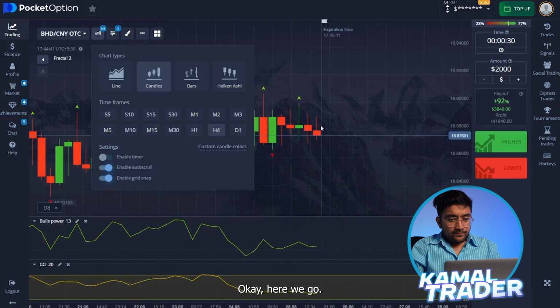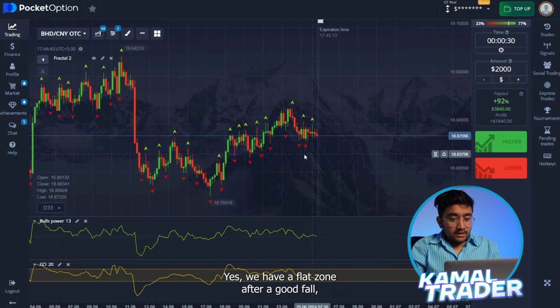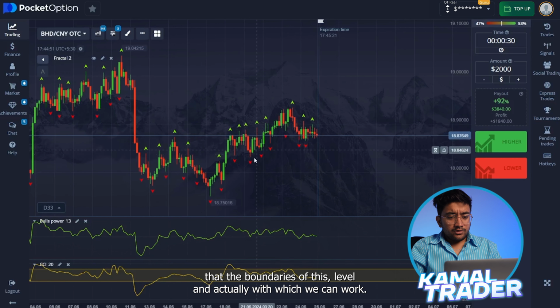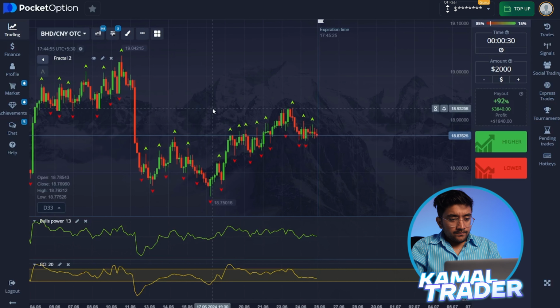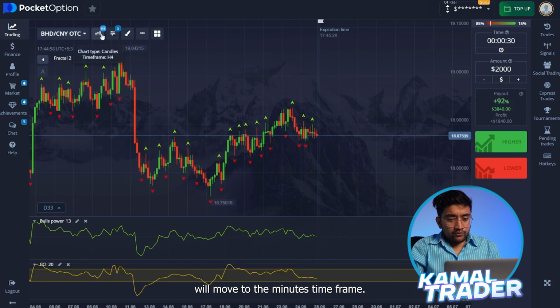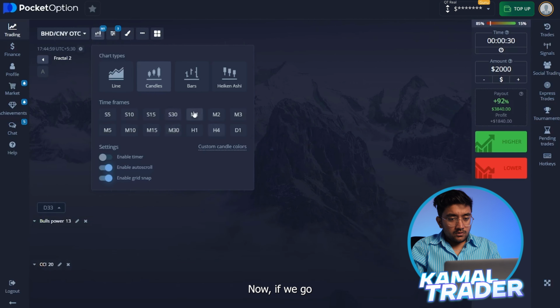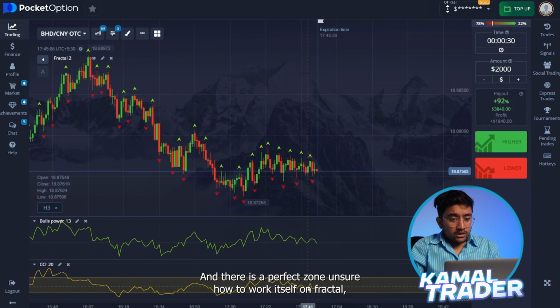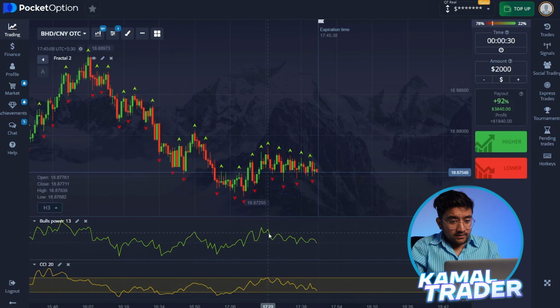Okay, here we go. Yes, we have a flat zone after a good fall, which actually turned into a small growth, and in general we'll see the boundaries of this level, with which we can work. We'll move to the minute time frame now. Here we go. So we can see that we have an identical thing, and there is a perfect zone to show how to work on a fractal.